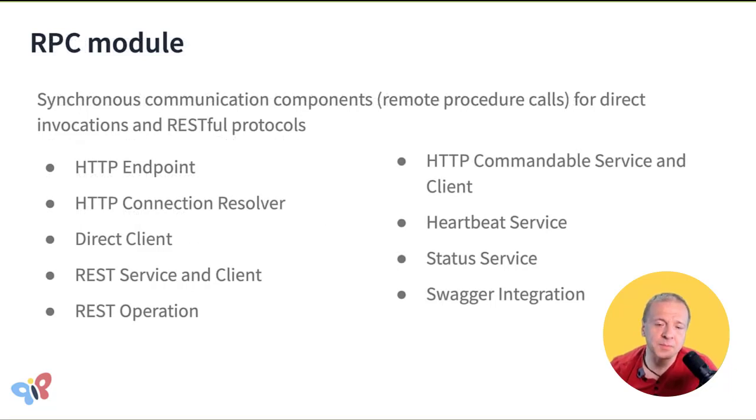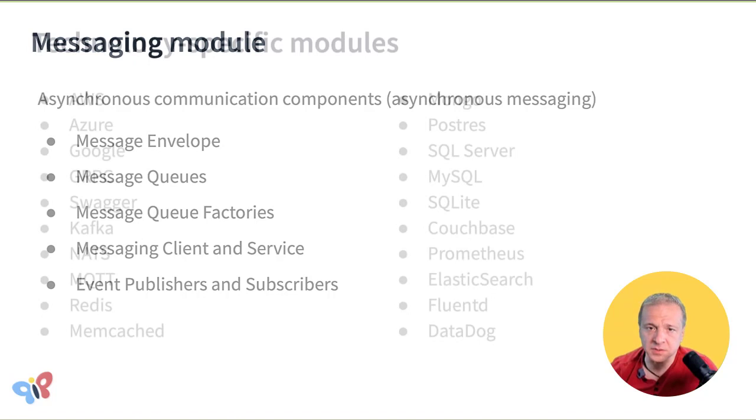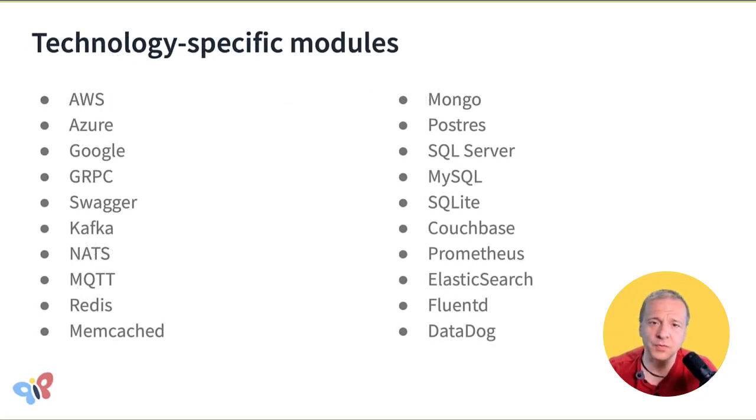RPC module implements patterns for synchronous method invocations. It has implementation for RESTful services and for direct invocation for in-process communication. Messaging module provides patterns for asynchronous messaging, and it also has patterns to implement event-driven systems. And there is a large variety of technology-specific modules that take a particular technology and wrap it into components that can be deployed alongside other toolkit components.